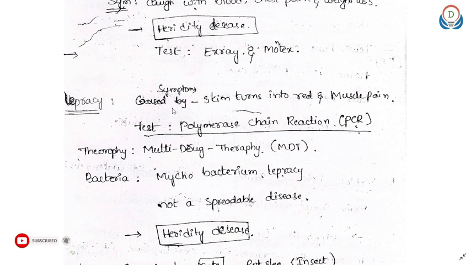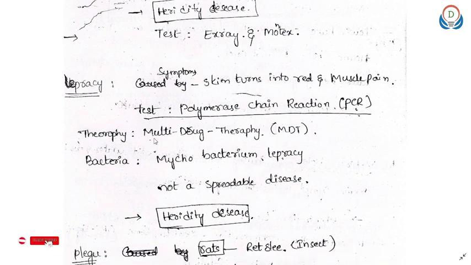What are the symptoms of leprosy? Our skin turns red and we get muscle pain. What tests can be done? PCR can be done. PCR means polymerase chain reaction.